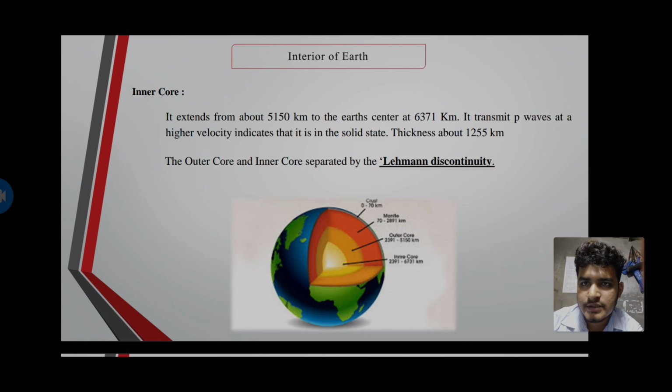The crust thickness is 0 to 70 kilometers. Mantle is 70 to 2891 kilometers, and outer core is 2891 to 5100 kilometers, and the inner core is 5100 to 6300 kilometers.